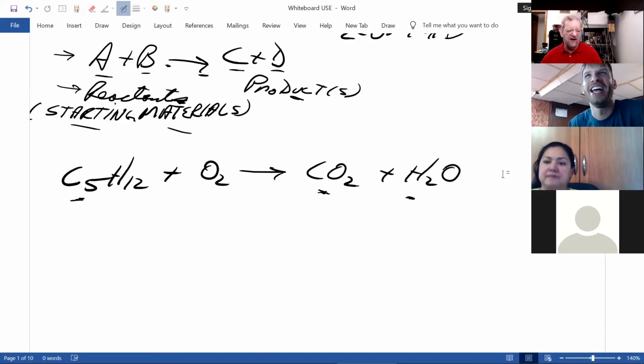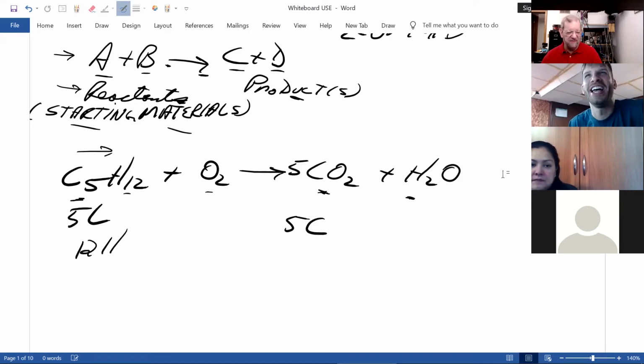All right, so if I have 5 carbon here, how do I get 5 carbon here? Put a 5 in there. That was hard. Now, all I have left is oxygen and hydrogen, and I'm going this way, so I'll do the hydrogen. I have 12 hydrogen.